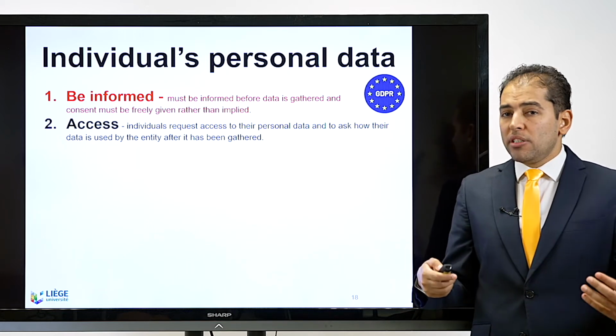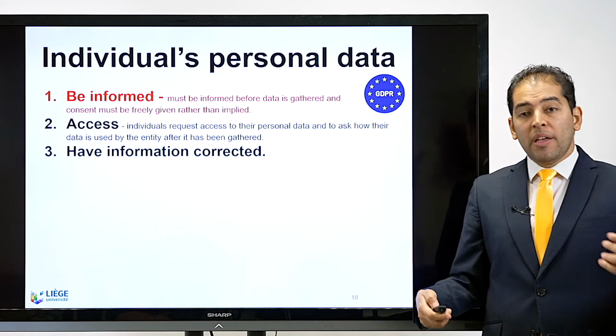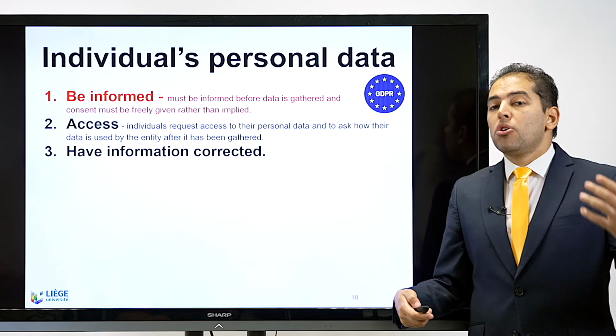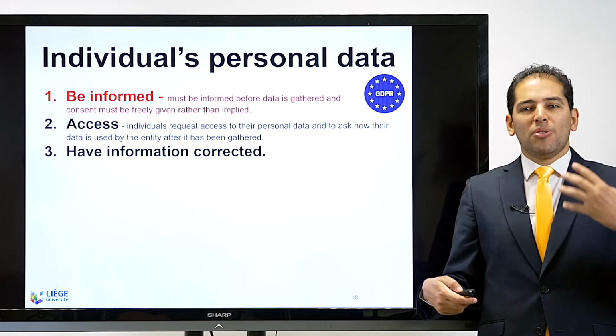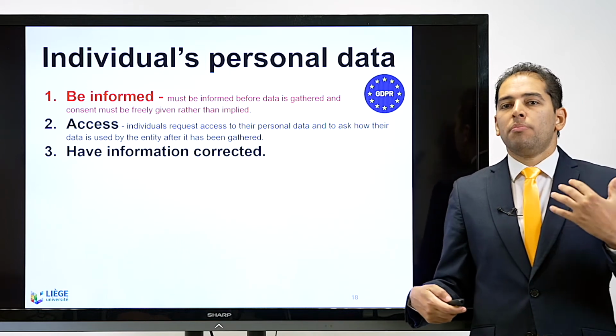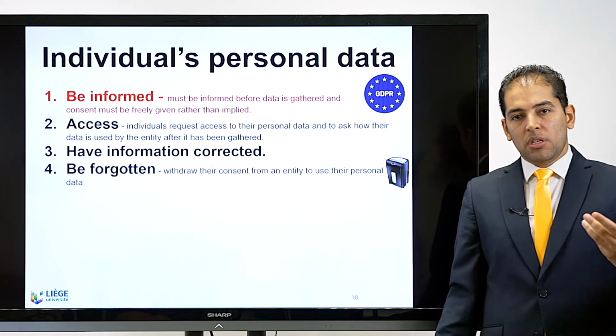They have this right, so they can access, and they can even ask what happens with the data. Subjects or individuals have the right to have information corrected. So you must have protocols involving them in your data collection protocol or method or approach so that you can allow them to correct the information.